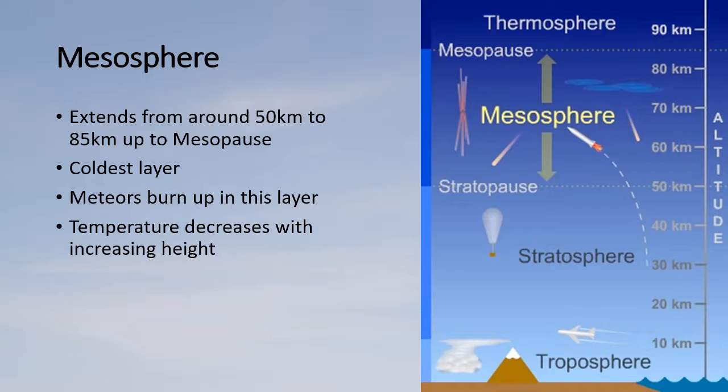Next, we have the mesosphere. This extends from around 50 kilometers to 85 kilometers up to the top of it, which is called the mesopause. This is our coldest layer. This is where all of our meteors burn up, or any of our meteor showers that we see up in the night sky. It's because our meteoroids are burning up here. Our temperature decreases with increasing height. So in our troposphere, temperature drops. Stratosphere, temperature rises. Mesosphere, temperature drops until you get to the mesopause.